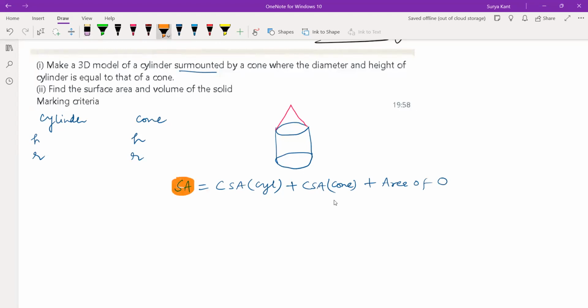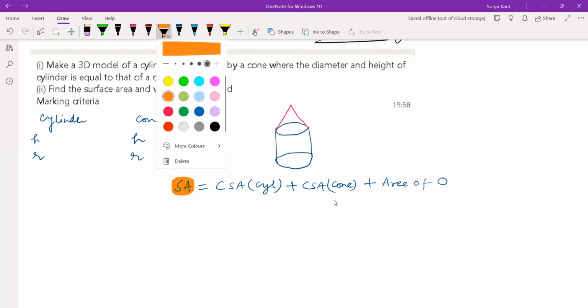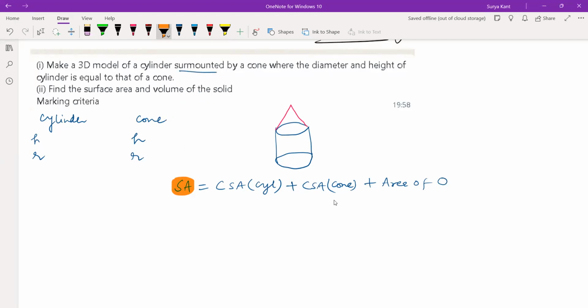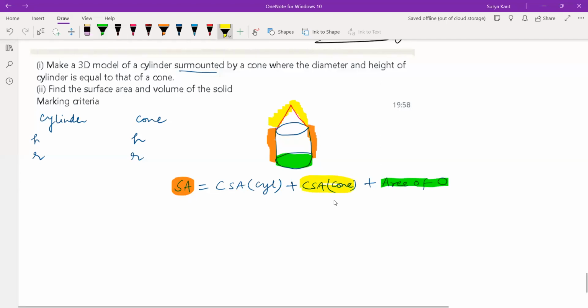The actual meaning of this is: whichever surface you can touch by your hand, that is the area you should find. See this surface you can touch, this surface you can touch by your hand, again this surface you can touch. Anything else you can touch? No, right? So this is the green part, this is the yellow part, and last one, this is your cylinder part.